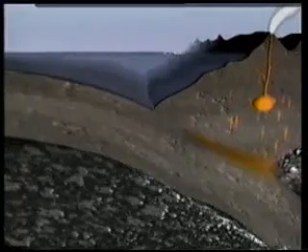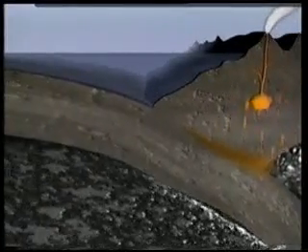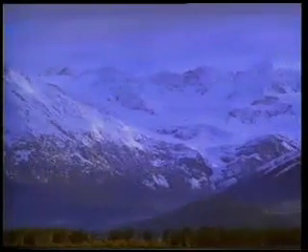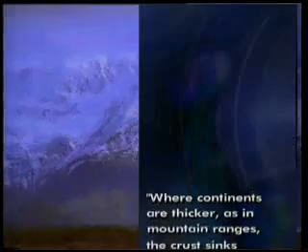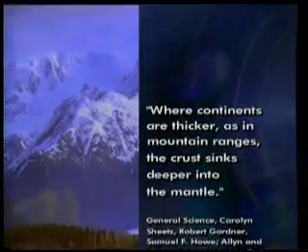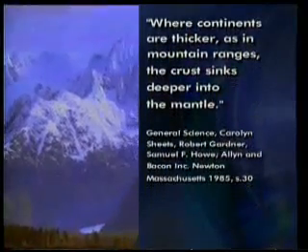The one on top bends and forms heights and mountains. The layer beneath proceeds under the ground and makes a deep extension downward. That means that mountains have a portion stretching downwards as large as their visible portion on the Earth. In a scientific text, the structure of mountains is described as follows. Where continents are thicker, as in mountain ranges, the crust sinks deeper into the mantle.